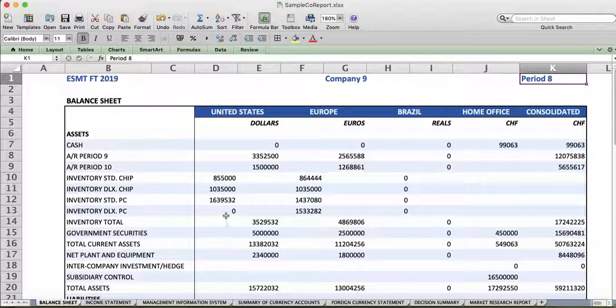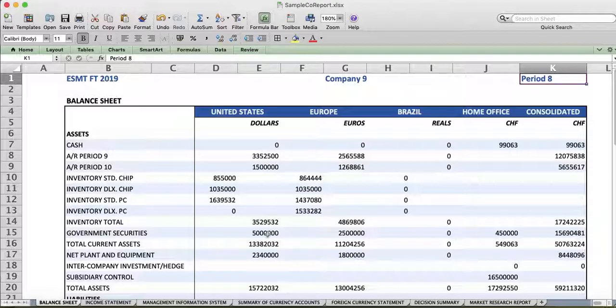Each of these storages has a certain value, which is the weighted cost of acquisition. They can be produced, or perhaps they've been purchased from another company. In both cases, this is the average variable cost. And the sum of this is accounted for in inventory total.